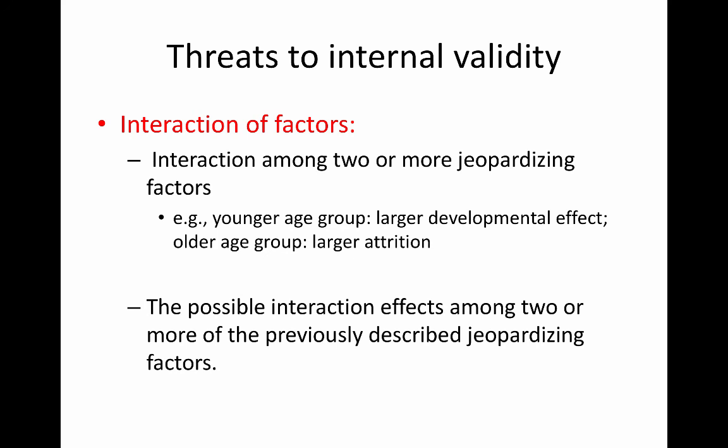I think a final threat, we're almost at the end, is interaction effects. For example, younger age groups will have larger developmental effects. Older age groups will have larger attrition. It's possible that these interaction effects, two or more of those previously described, occur together. So we could have more than one of these internal validity issues coming up. And it's hard, again, to control for everything. But pretty much the tighter your internal design is, the stronger the study. But the harder it is, the more it affects external validity, which we'll talk about next.